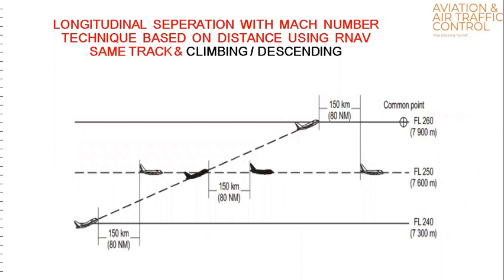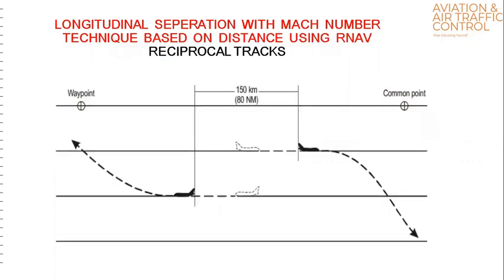Then for climbing and descending aircraft, again 80 nautical miles, and one aircraft has to maintain a level. The common waypoint will be ahead of both aircraft, and we take simultaneous readings from this common point to ensure that 80 nautical miles will not be infringed while vertical separation is not available between these two aircraft during the climbing and descending phase. For reciprocal tracks, while they are approaching each other, we have to apply vertical separation, and once they have crossed each other and we make sure that they are 80 nautical miles apart, at that time we can give climb and descent to these two aircraft, and they are deemed to be longitudinally separated.